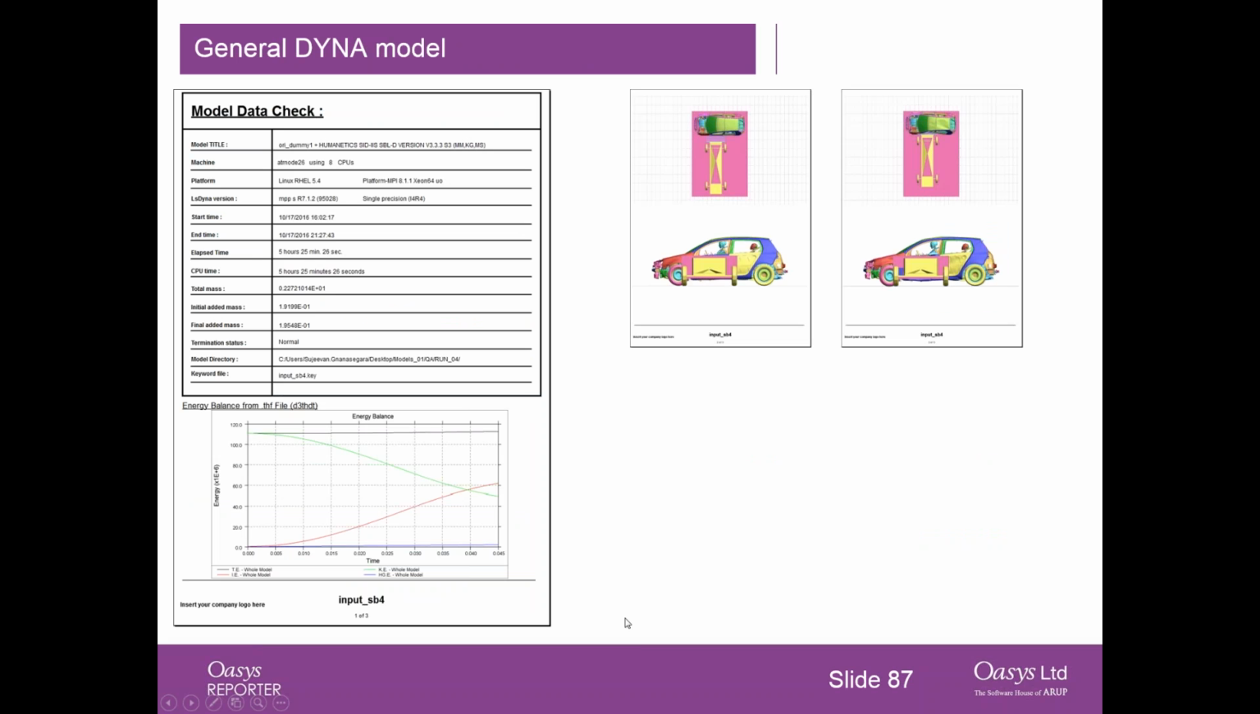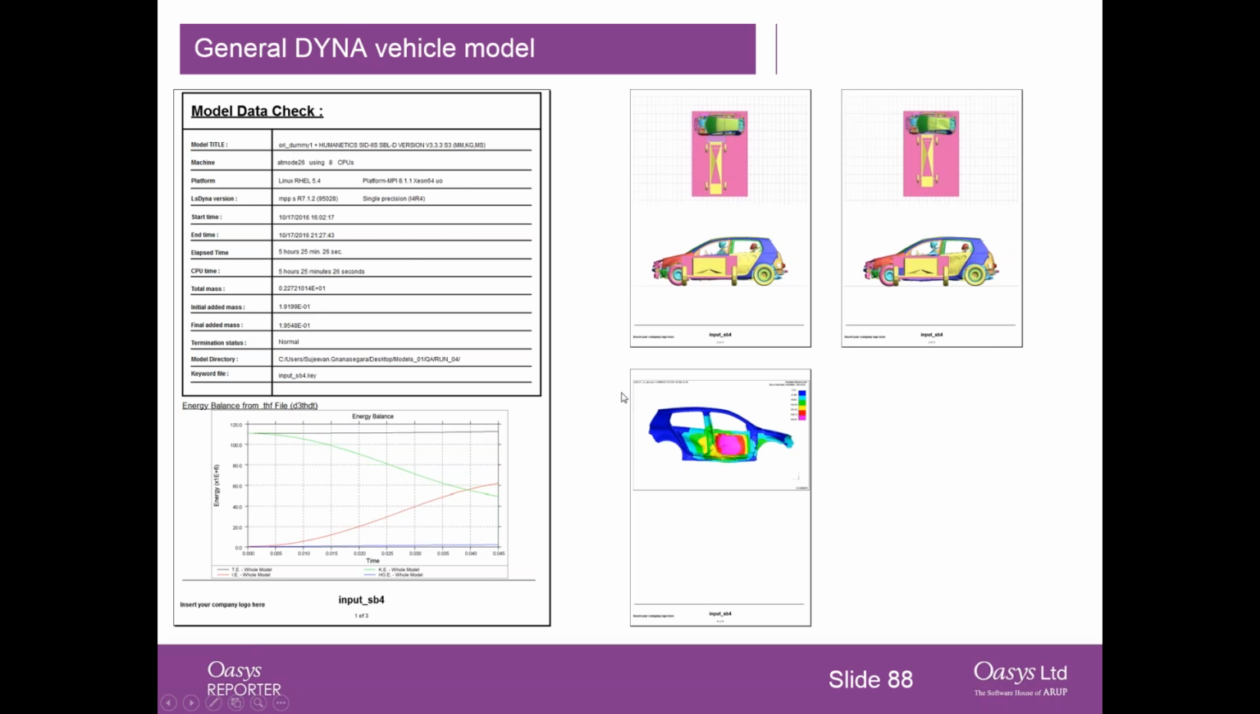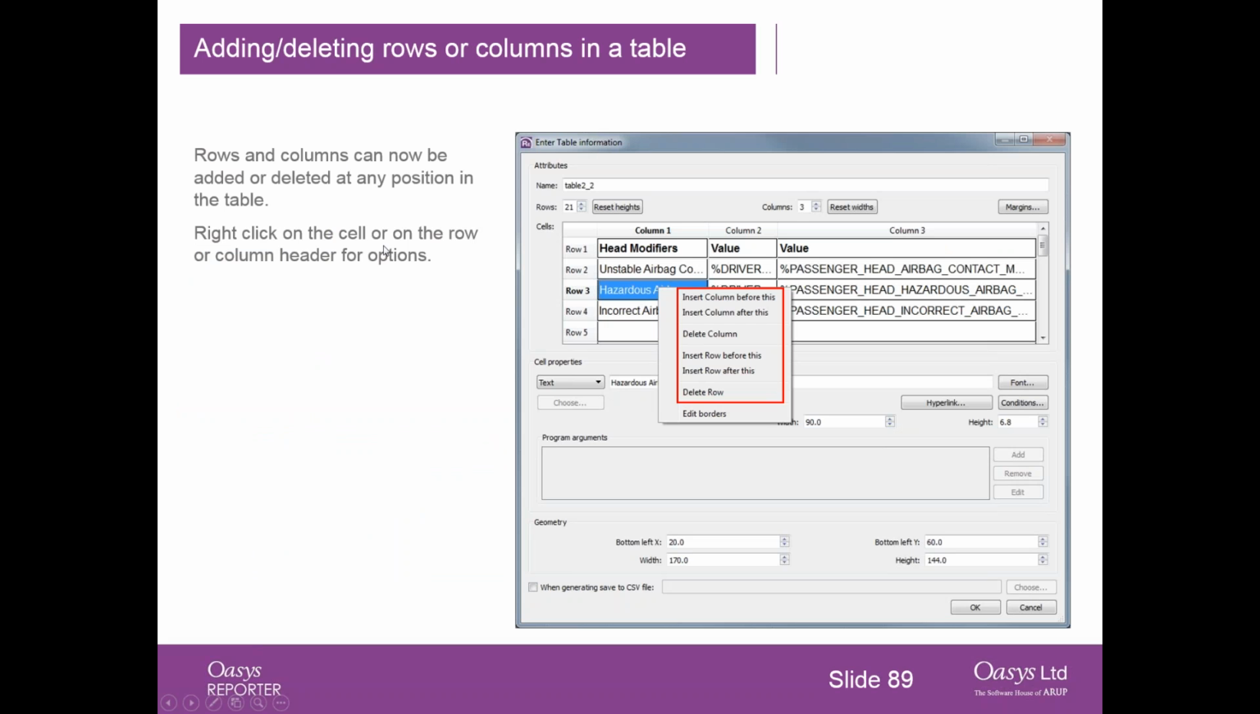This particular one is a general dyna model template, and you'll notice that we have some standard checks here, for example added mass and termination status. We've plotted the energy time history, and then we've got some standard views. This is probably just before the start of the analysis on initialization, and this is probably at the end of the analysis. So we've got some standard results there as well.